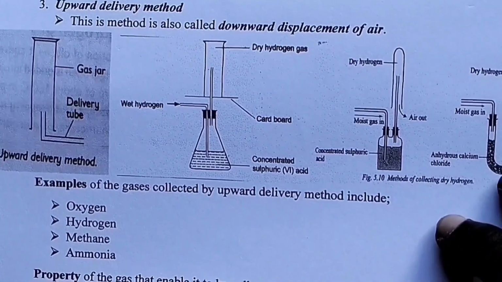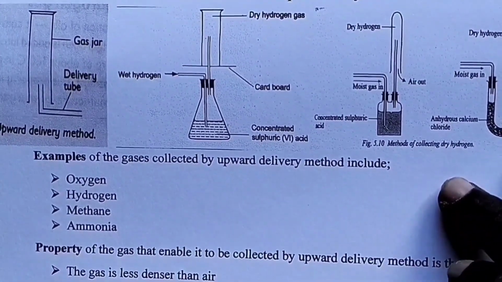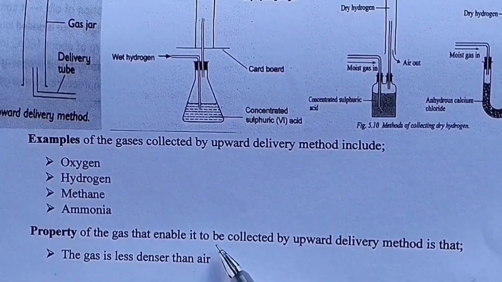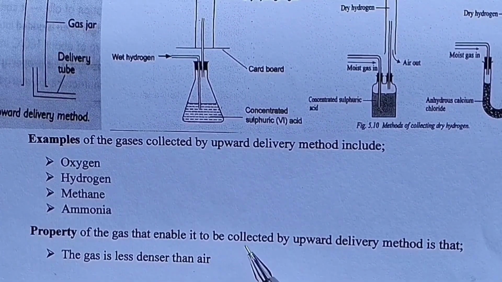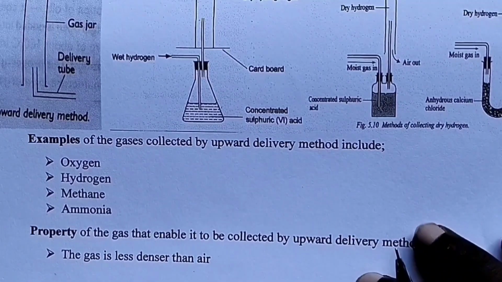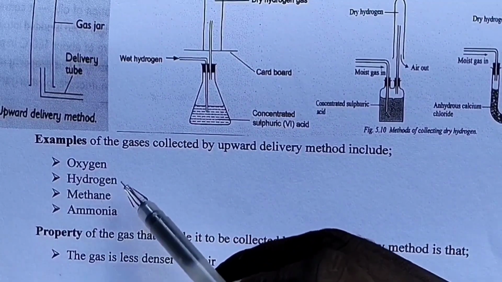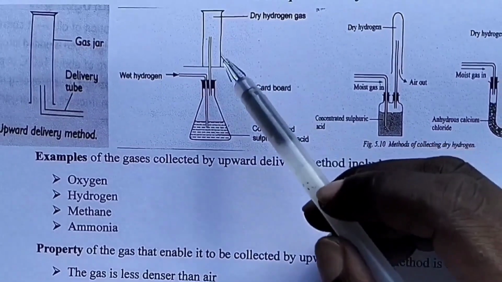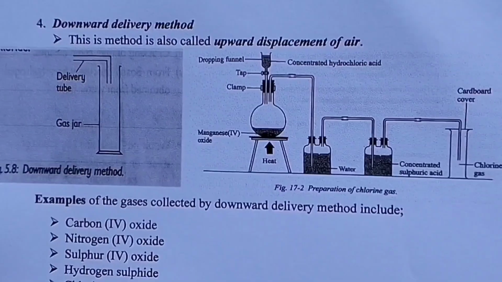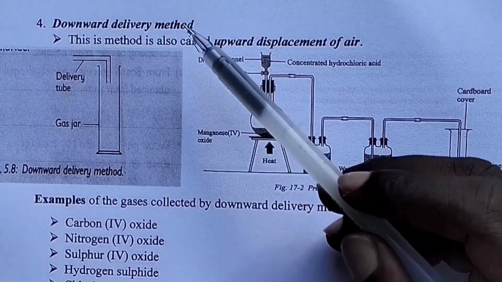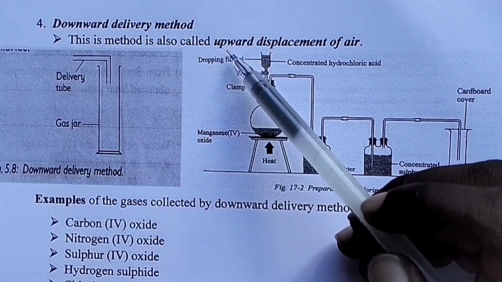So let's see the property of the gas that enables it to be collected by the upward delivery tube. The property is that the gas is less dense than air, or the gas is lighter than the air. That's the property that makes oxygen gas, hydrogen gas, methane gas, and ammonia gas to be collected by the upward delivery tube. So the fourth method of gas collection is called the downward delivery tube, and this method is also called upward displacement of air.